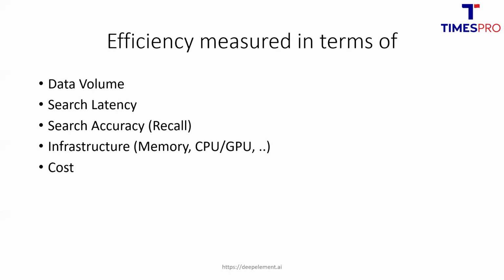Infrastructure. As you'll see in a few slides from now, different algorithms, different techniques of building vector databases have different requirements in terms of memory, in terms of computation, CPU, GPU, etc. And eventually all this will have an impact on the cost. So all these metrics are important while we are evaluating or selecting a vector database.